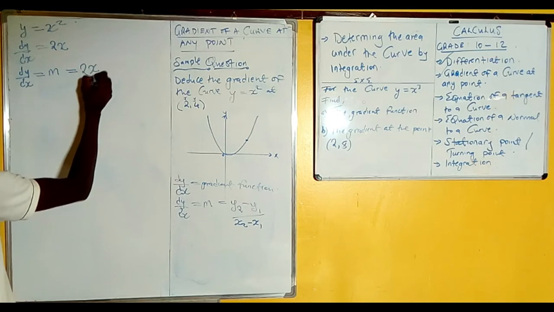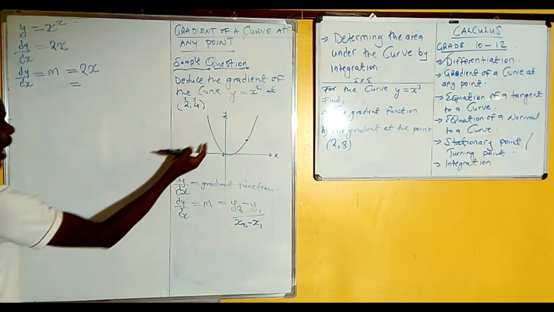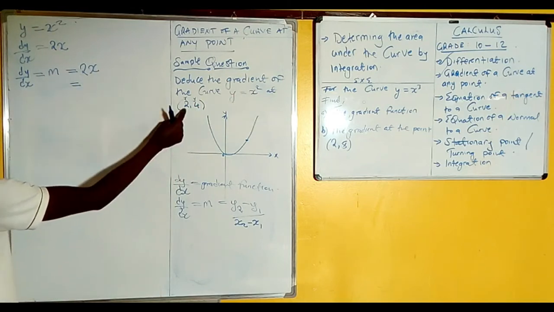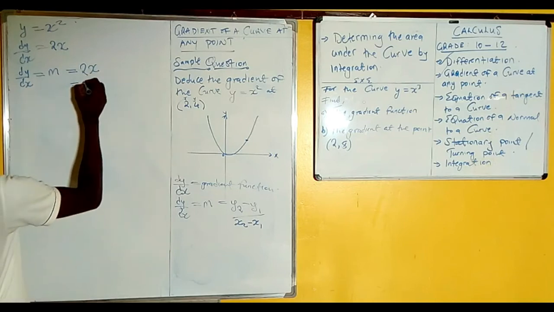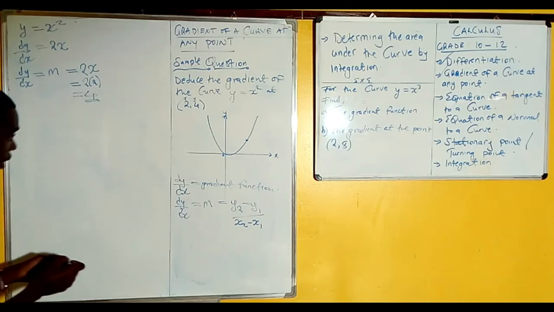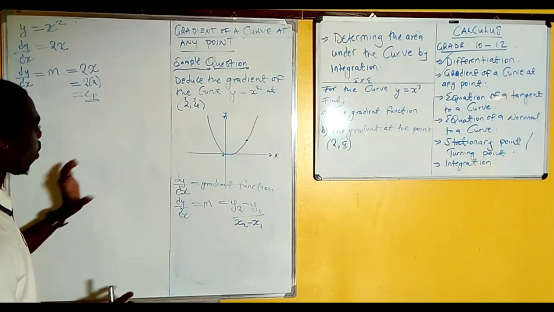2x. And we know that 2x here, they've given us a coordinate, because they're saying at (2, 4). So we look for x. So this x here is what? Is 2. So it will just be 2 multiplied by 2. And our gradient in this case is 4. So determining the gradient of a curve at any point is as simple as that.